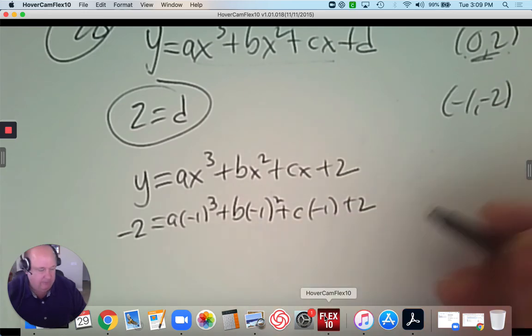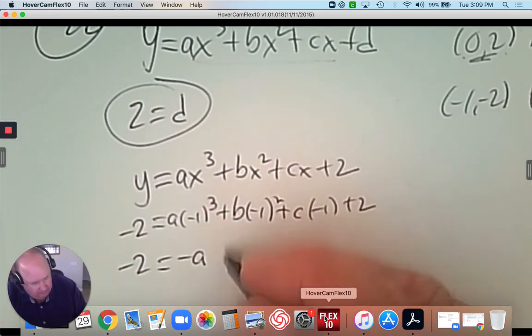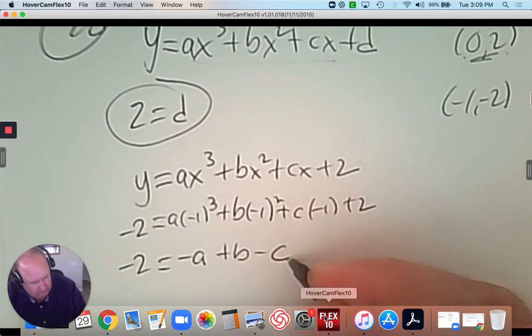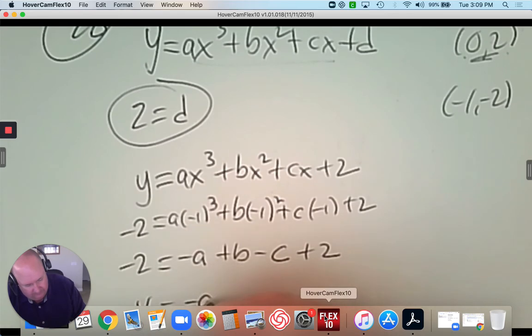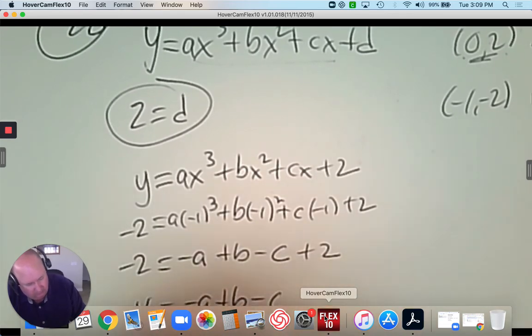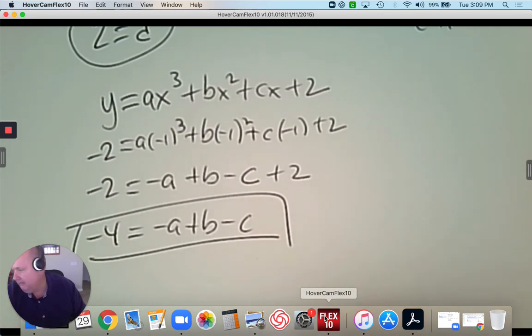And then I'm going to simplify this. So I have -2, -a, plus b, minus c, plus 2. Subtract 2 to the other side. And now you have an equation to at least deal with. So you have -4 equals -a plus b minus c is equal to -4.